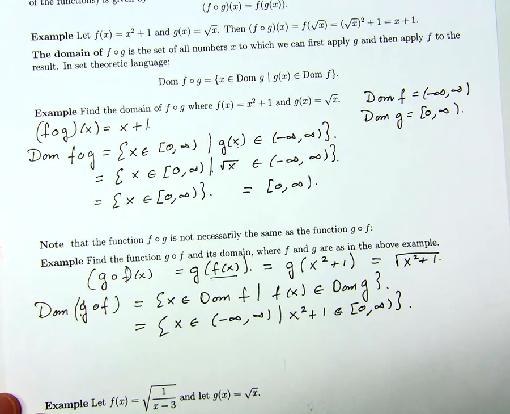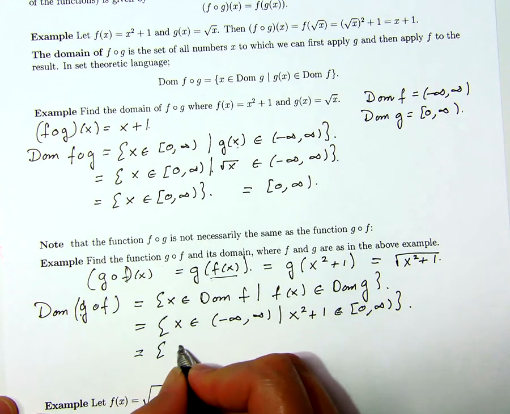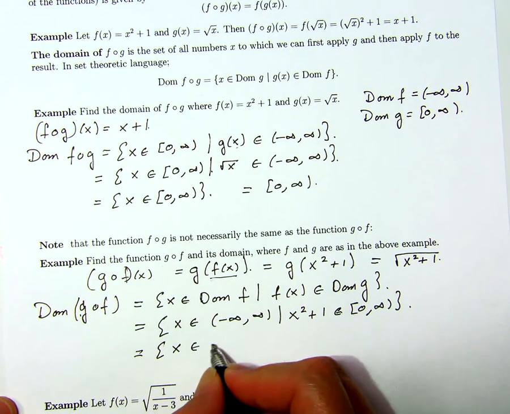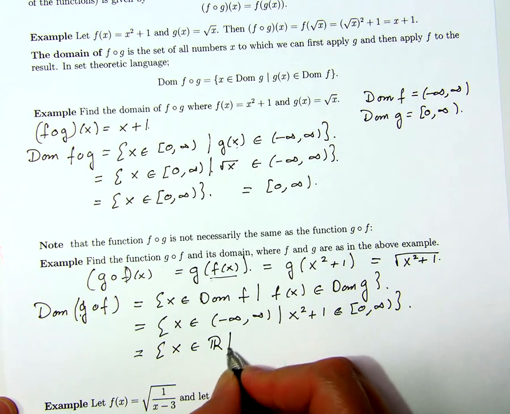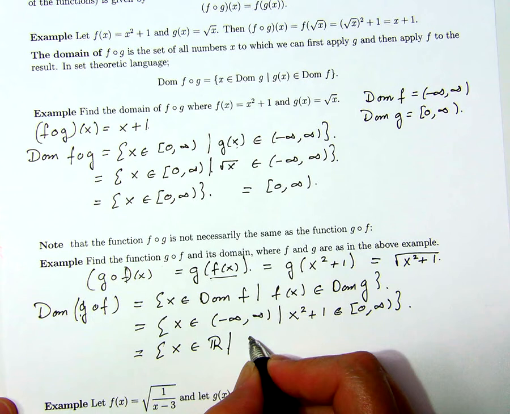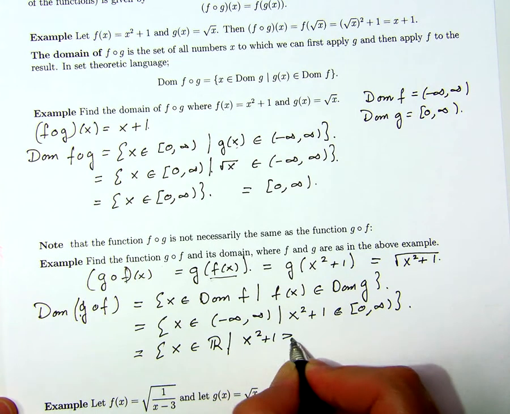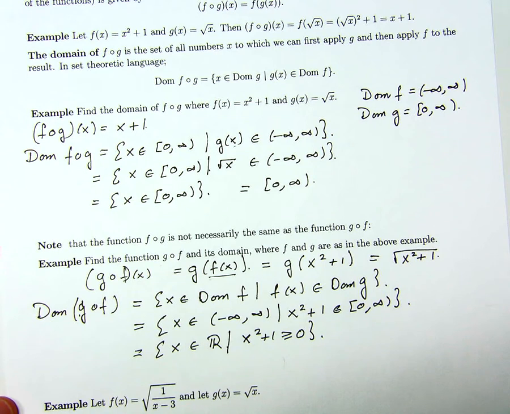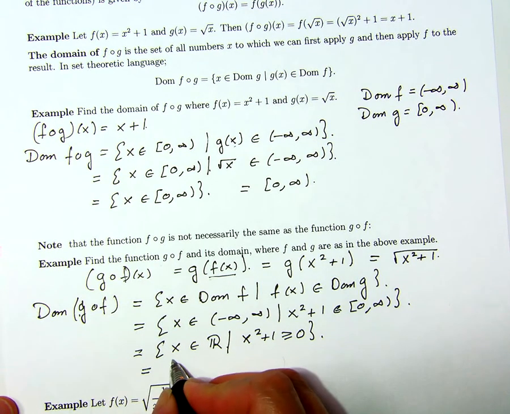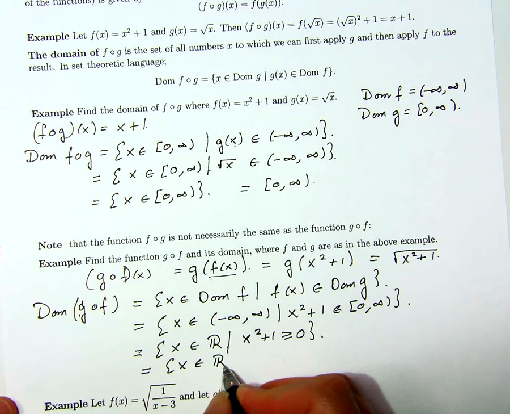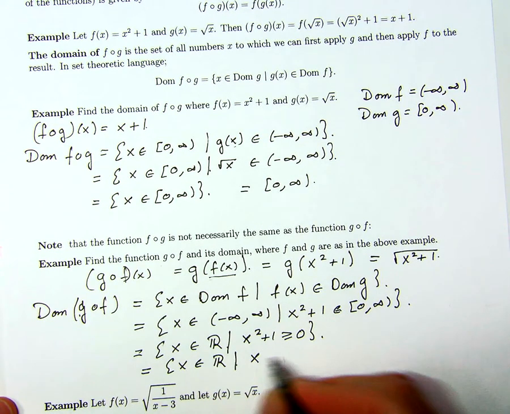Okay, let's think about that. I'm looking for all x values, all real numbers, so that x squared plus 1 is greater than or equal to 0. So this is the set of all x in the real numbers. It's any real number because this is the entire real number line, so that x squared plus 1 is greater than or equal to 0. Okay, let's see what that turns out to be. It's all real numbers, such that x squared is greater than or equal to minus 1.